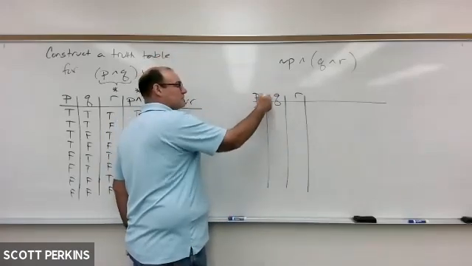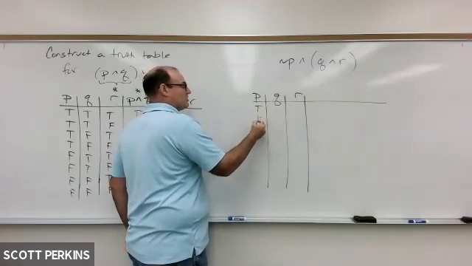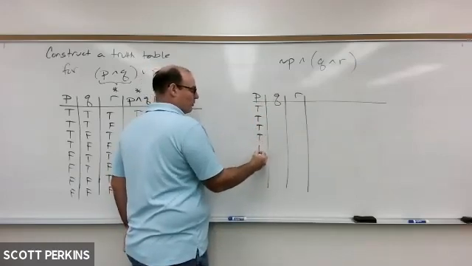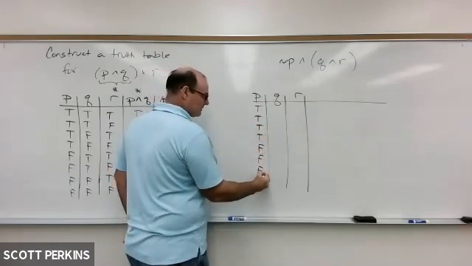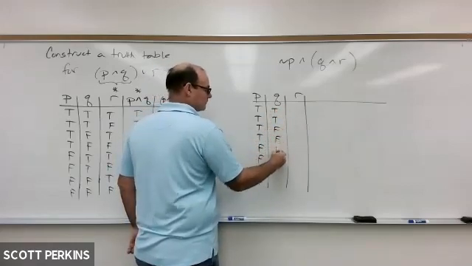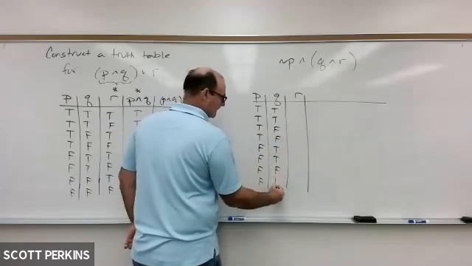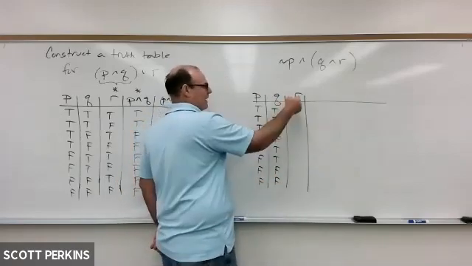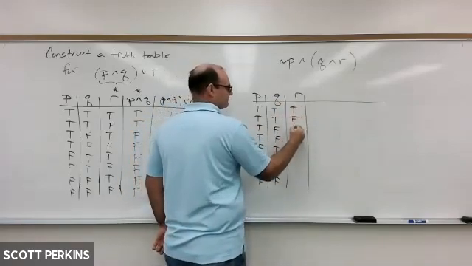So my simple statements P, Q, and R. So as I mentioned, my P, I'm going to make 4 trues and 4 falses. My Q, I'm going to do 2 and then 2. And then my R, I'm going to go every other.